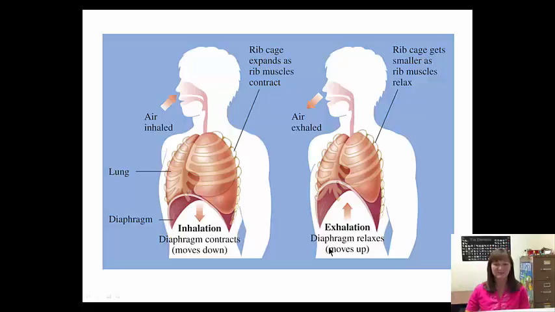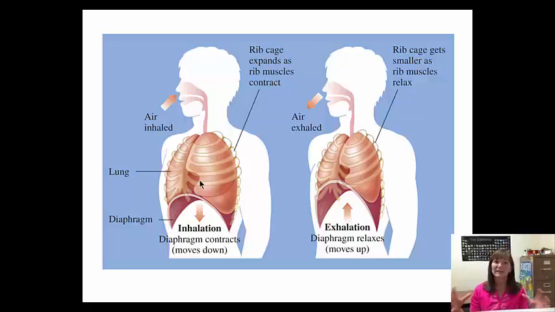The opposite's true if we look at the picture on the right. When you're exhaling, the diaphragm relaxes. When the diaphragm relaxes, it moves up. Well, what happens to the volume of the lungs when the diaphragm moves up? The volume of the lungs is actually going to decrease. So when you're breathing, the diaphragm contracts, causing it to move down, causing the volume of the lungs to increase. And here's the important question I have for you.